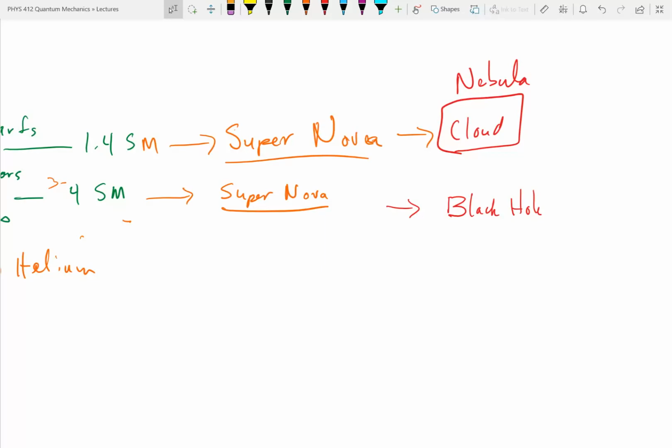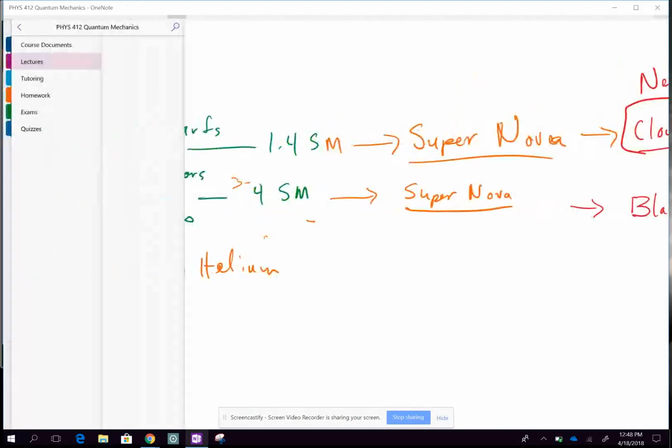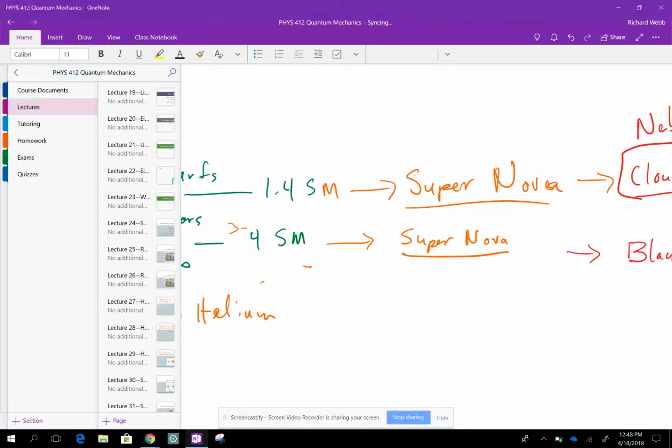Go ahead. One quick question on the homework. Yeah. So with the problem number 4, the last one, we're supposed to use the ladder operators for calculating Lx and Ly.